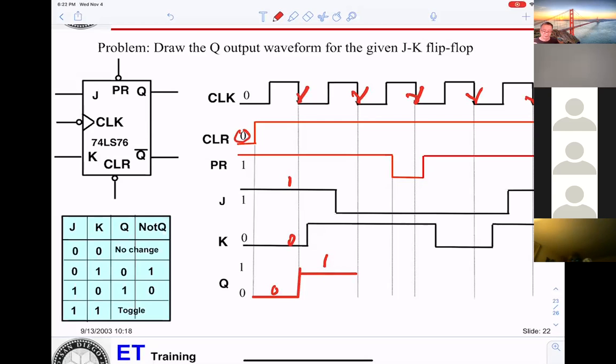In the next transition, J0, K1. So Q goes to 0. Okay? And it's supposed to be 0 up to the next one. But it's not. Why?